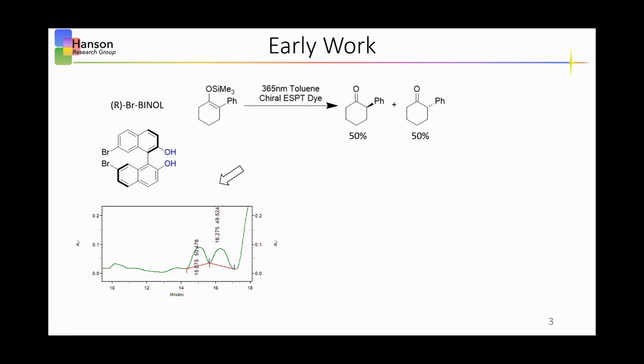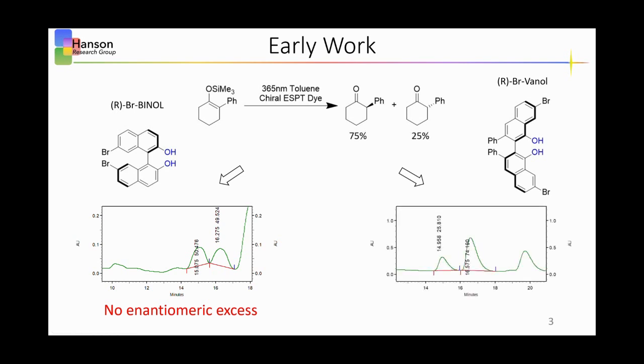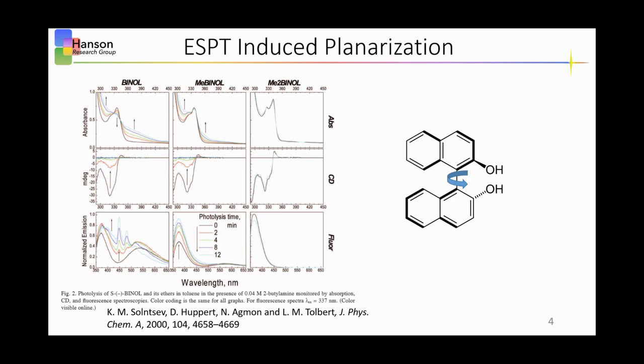Later tests proved that bromoBINOL was capable of achieving a large enantiomeric excess of about 50% with yields up to 90%. So we started to question, why didn't BINOL do the same thing? And what we found was that BINOL is known to planarize in this excited state, and it has about a 50% chance of turning either left or right. And so, even though we started from an enantiopure BINOL, we ended up with a racemic mixture.